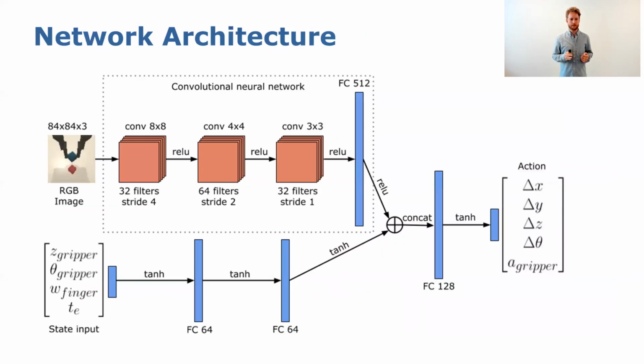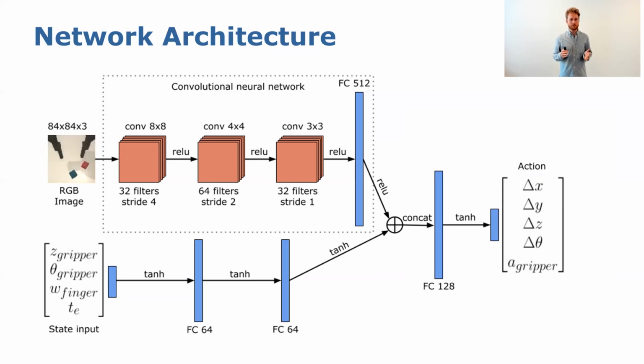This is the architecture of the policy network. The input observations are a combination of the RGB images from the camera mounted on the gripper and the proprioceptive state vector, consisting of the gripper height, the rotational angle of the gripper, the opening width of the fingers, and the remaining time steps of the episode.